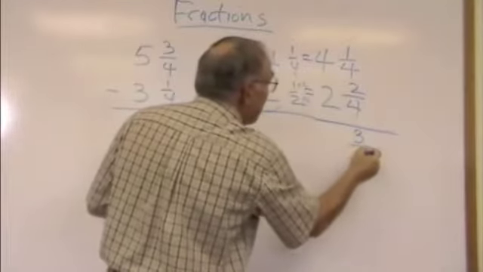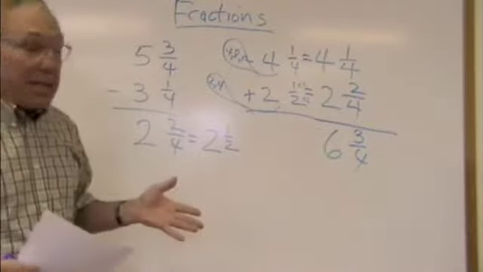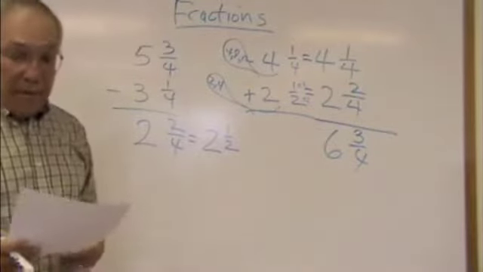1/4 plus 2/4 is 3/4. 4 plus 2 is 6. There's your answer that we knew for money was $6.75.